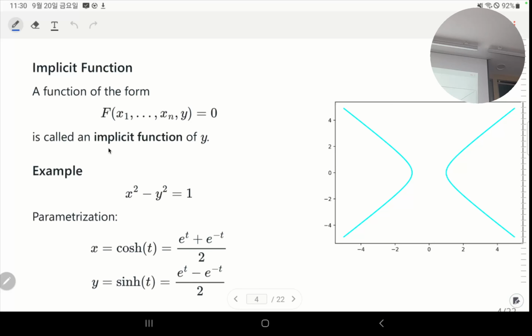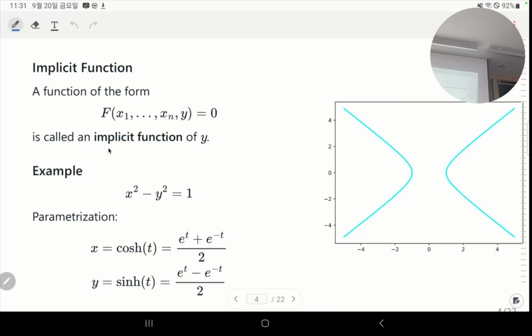So for example, if you have this equation, you can imagine that this y value is dependent on the value of x. You cannot independently choose x and y because they have to satisfy this single equation. So you can imagine that this x value somehow determines the y value, not uniquely, but in a sense. So this is called an implicit function. The function is a function about y, but it's given in an implicit way.